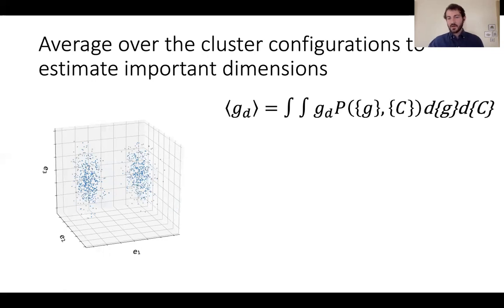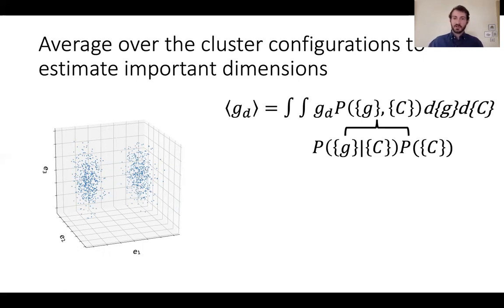So we can't actually integrate over cluster configurations because that would be assigning each point to many different clusters. So instead what we do is we sample from this to approximate this integral. First we sample the clustering configuration. We make a guess about how to cluster our data points. And then given that guess, we take our best estimate about which dimensions or which genes are important for distinguishing those clusters.